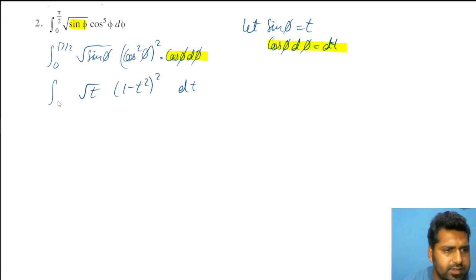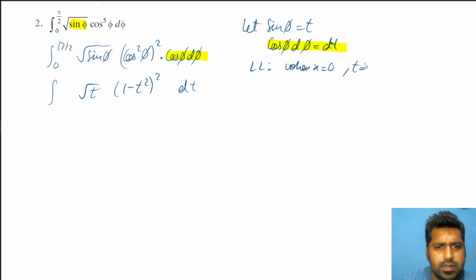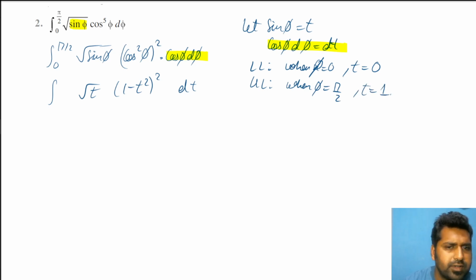We have to change the limit, otherwise we'll have to put t as sine phi and then solve. So let's change it. For the lower limit, what is sine 0? Sorry, not x, this time we have phi. When phi is 0, then t is sine 0, which is 0. Similarly, for the upper limit, when phi equals pi by 2, t is equal to sine pi by 2, that's 1. So the integration limits are, lower limit 0, upper limit 1. We have converted to the new limits.